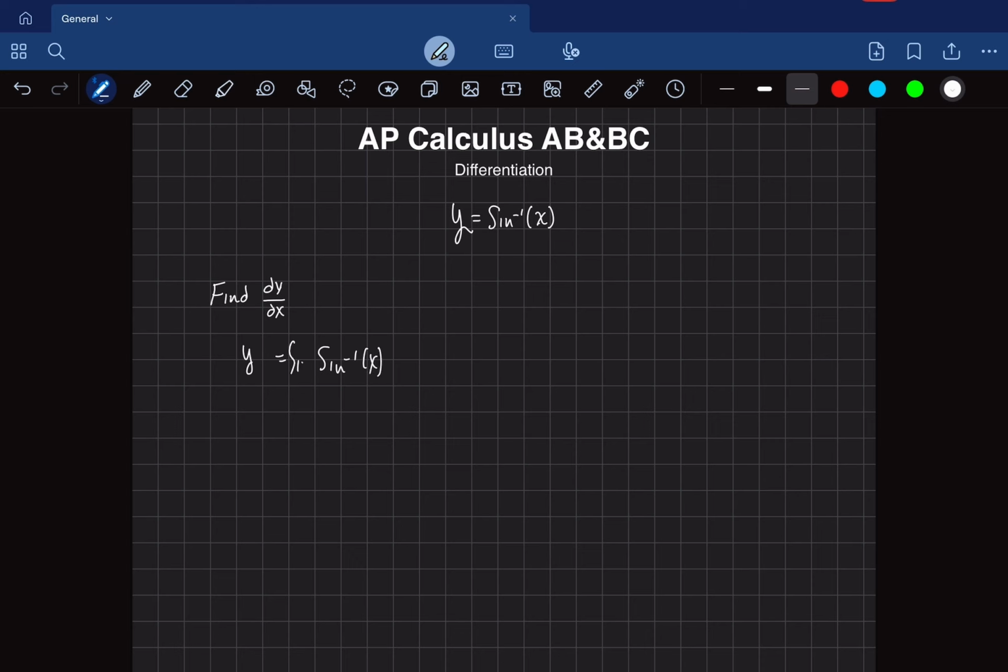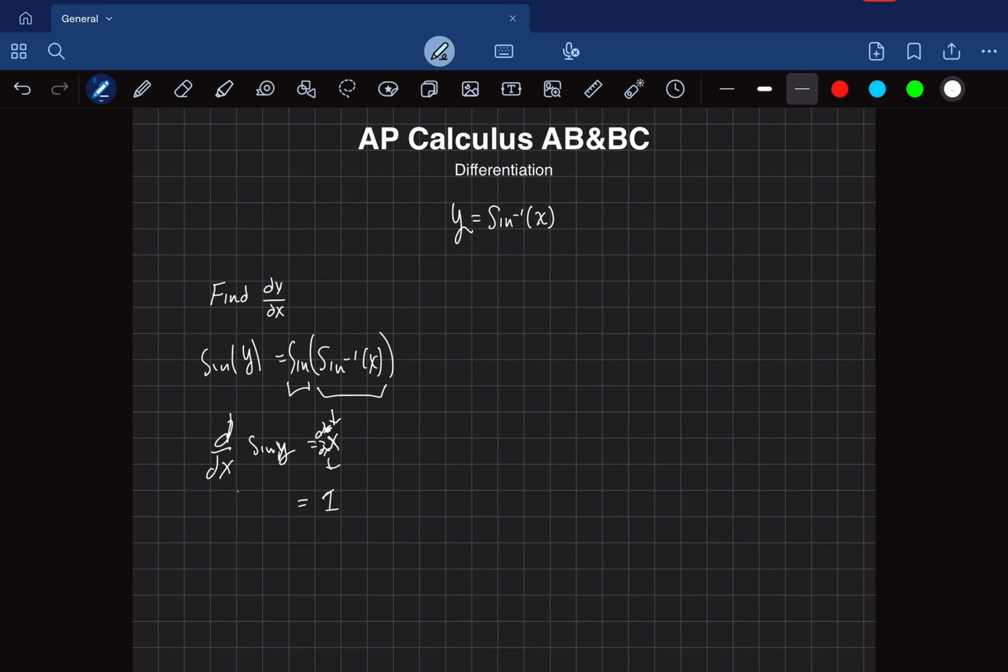And now we can take the sine of both sides. So the sine of the sine inverse of x will just output x, as that is how inverse functions work. So this gives us that sine of y is equal to x. Now we can take the derivative of both of these with respect to x. And the derivative of x with respect to x is just 1. So we get 1 is equal to the derivative of this with respect to x.